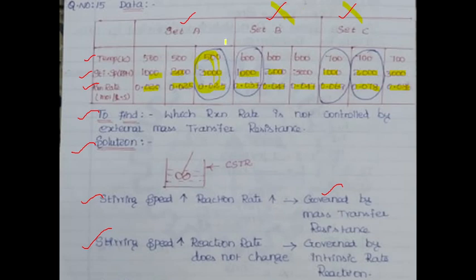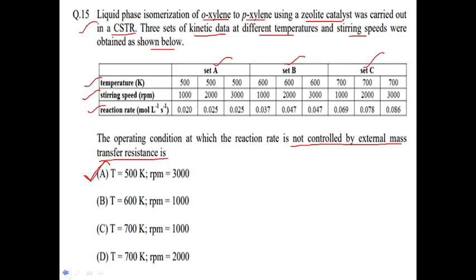So among these, option A is the correct option. Why? Because stirring speed increases and reaction rate does not change. This is governed by intrinsic reaction rate, which means the reaction rate is not controlled by external mass transfer resistance. So that's why the answer for this question is option A. Option A is the correct option: temperature 500 Kelvin, RPM is 3000. Are you clear?